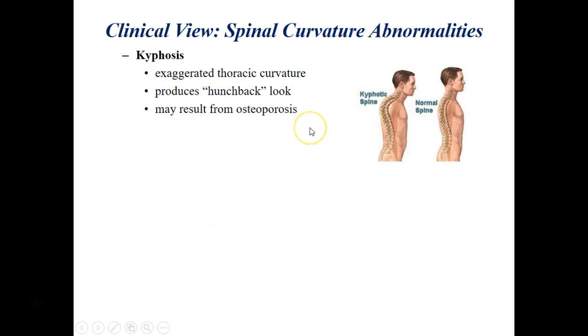So there are some anomalies of the spine that I talk about. The first is called kyphosis. Kyphosis is an exaggerated hump on the thoracic vertebrae. The thoracic vertebrae has a natural curve, but when that curve gets so large that you produce that hunchback, that is known as kyphosis.